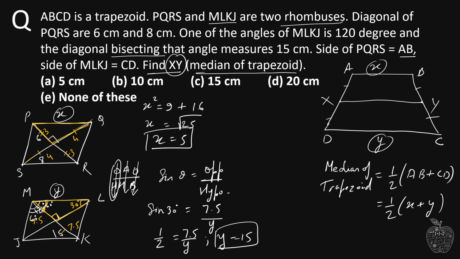We have got the value of x, which is 5. Let's put this over here. So we get median of trapezoid as half of 15 plus 5, 20. So 2 ones are 0. So we have got the length of the median of trapezoid as 10, and this is our required answer. So here option B is the correct one.